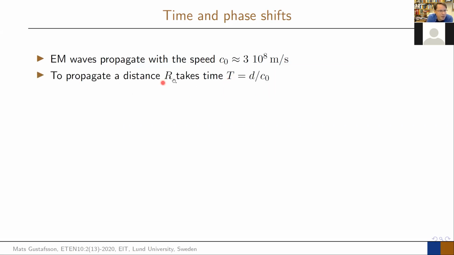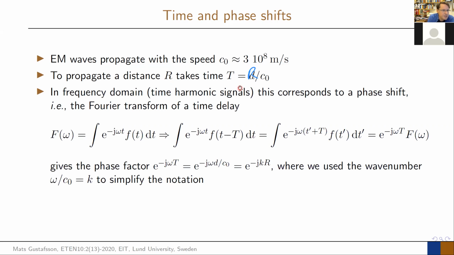And that means to propagate a certain distance r here, it takes a time t, which is d over r, so obviously you say r there. And that means I know how long time it takes. And then I ask a question, what does that mean? Because it takes a time to propagate.